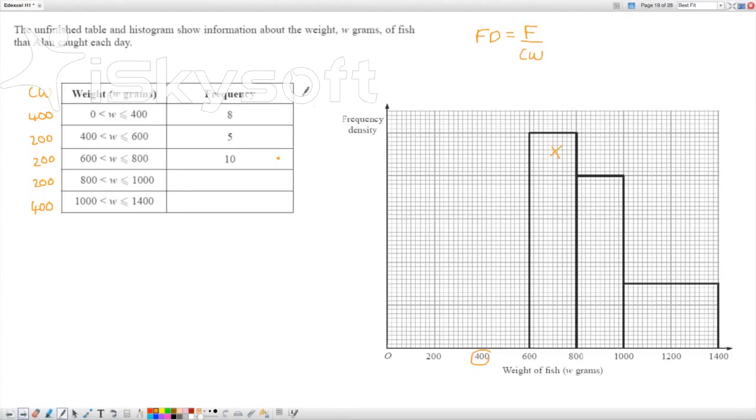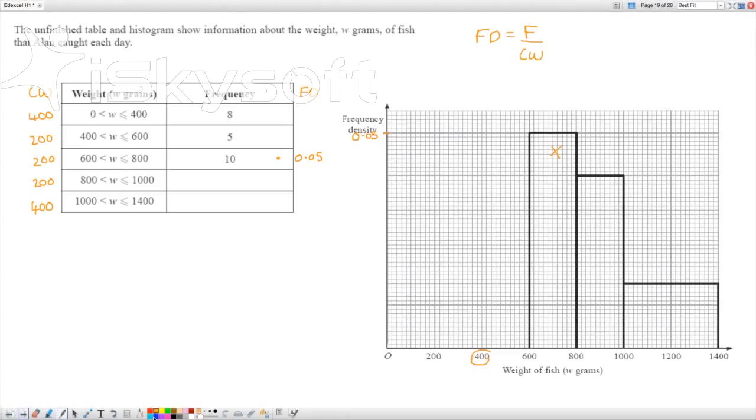Okay, so let's use this now to be able to calculate the frequency density. The only place we can do that here, to help us using the graph, is focusing on this third column to start with. So take the frequency, 10, divided by 200. 10 divided by 200 is going to give us our frequency density of 0.05. So right here, at this point, we know that the frequency density is 0.05.